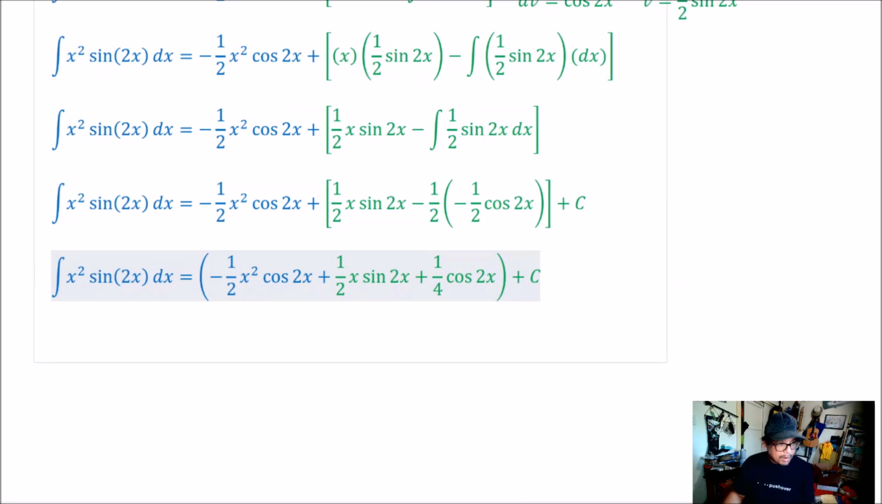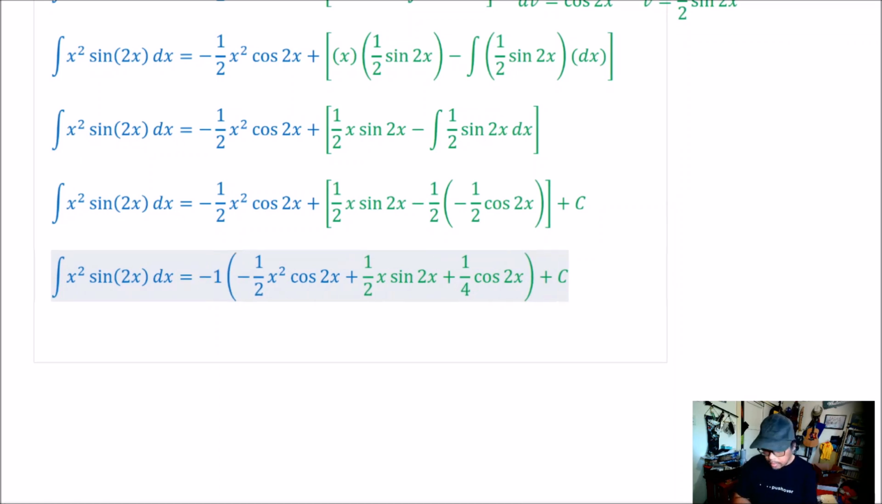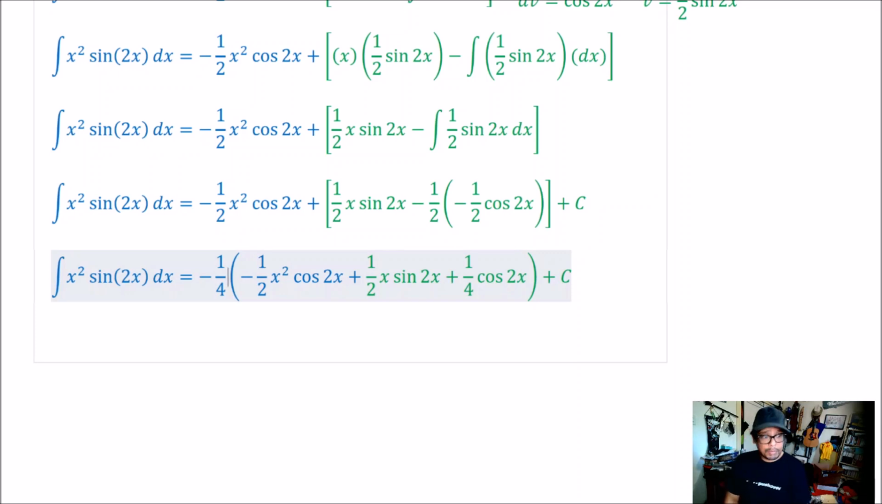I'm going to divide out a negative 1/4. That means I just have to divide each of these coefficients by negative 1/4, which is the same thing as multiplying each of these coefficients by 4. Let's remember, dividing by 1/4 is just multiplying by 4.